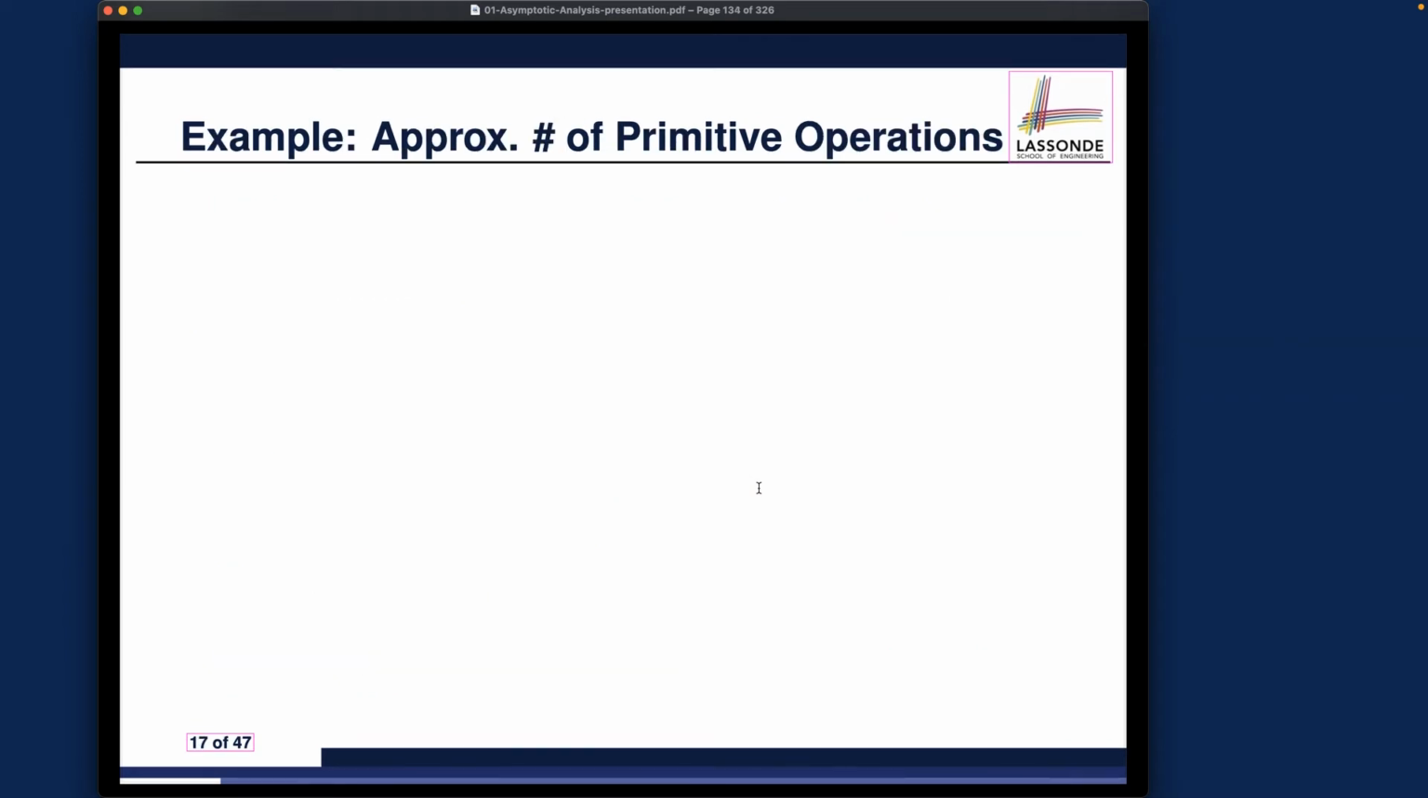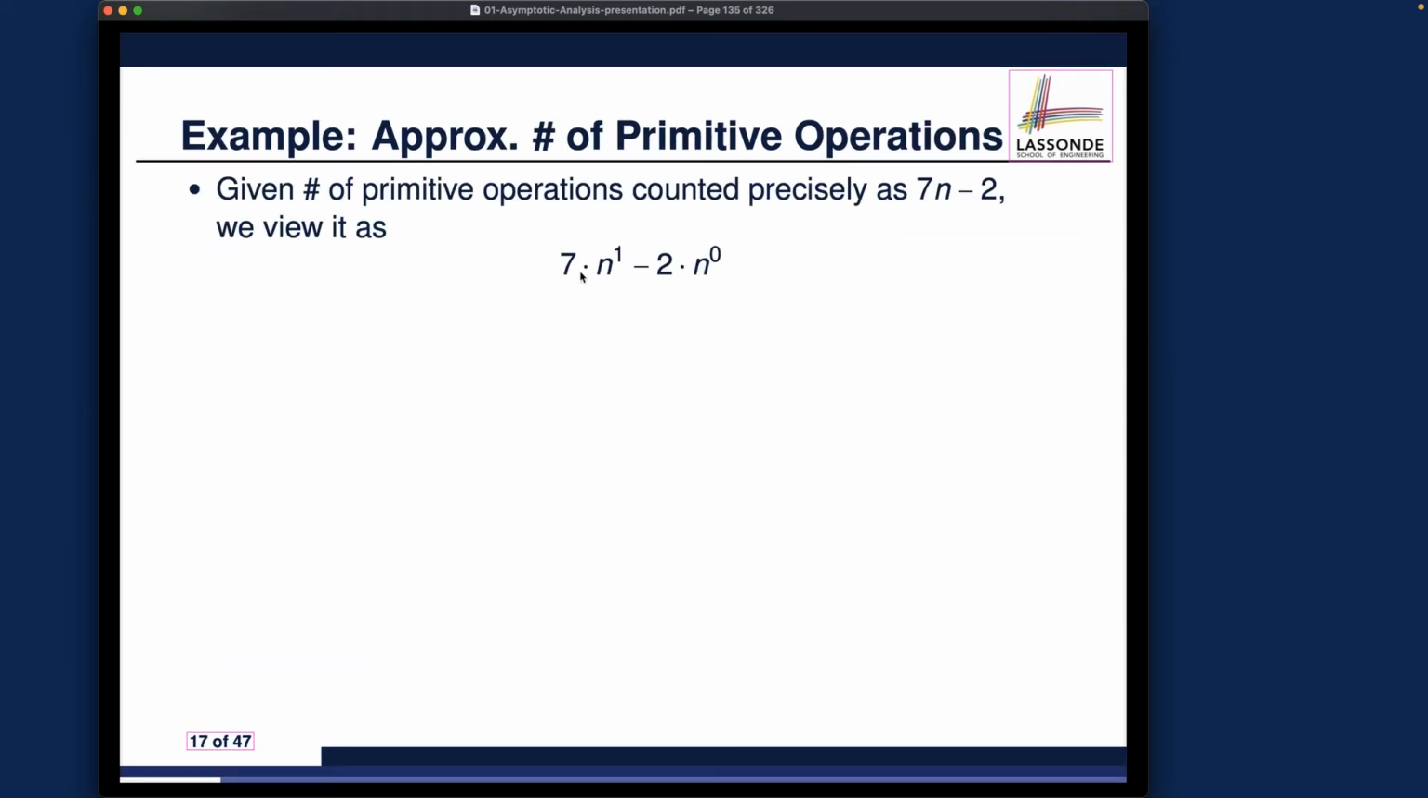Okay, let's move on. Let's revisit what we calculated before. For find max, we got 7n minus 2 primitive operations. And don't forget the n: according to our design for the method, n is simply the number of elements in the input array, which can be a small number or a large number.